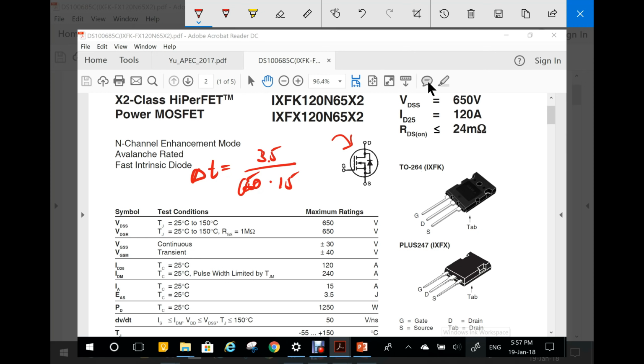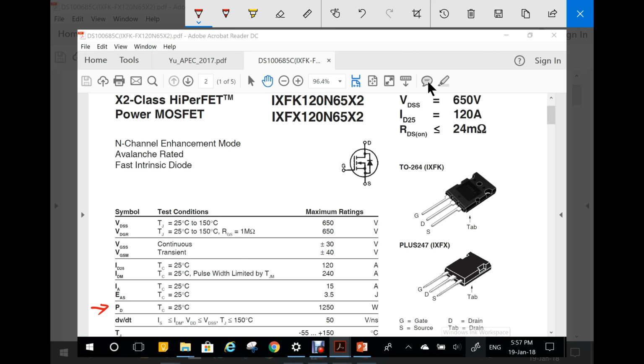How much is it? Well, this is about 3.5 over 10,000, so 10 to the minus 4. So this would be 350 microseconds. Okay, that will be the time that this device can tolerate this current. I hope we understand this, and then we move to the next parameter, which is the power dissipation.